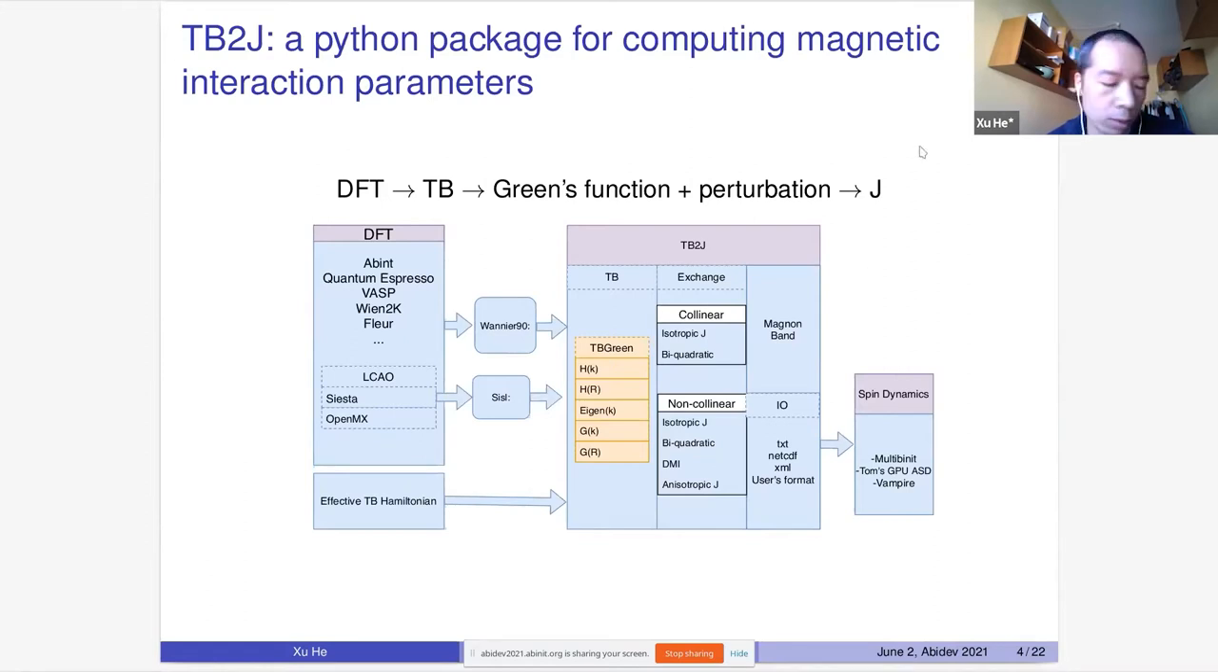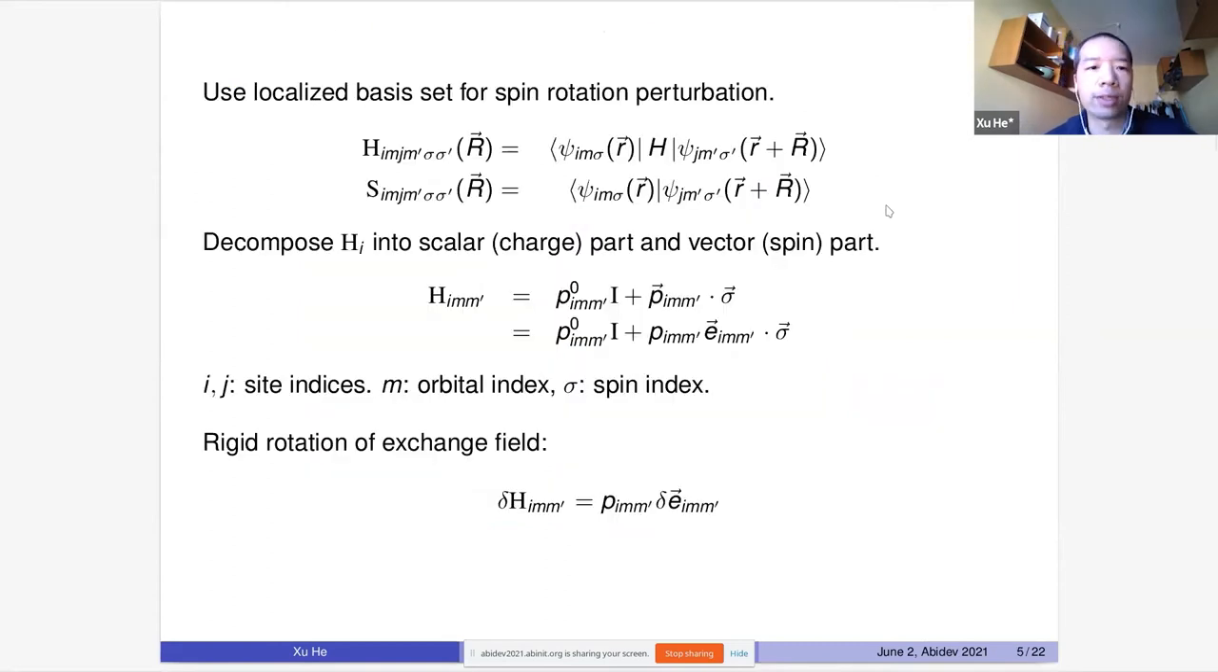The method was proposed many years ago by Liechtenstein and colleagues. It's usually called the LKAG method, and it has many extensions. I will first briefly introduce this method. We start from the tight binding Hamiltonian, which is written in this way. Sometimes we also need the overlap matrix. Here, I and J are the site indices, M and M prime are orbital indices, and sigma and sigma prime are spin indices.